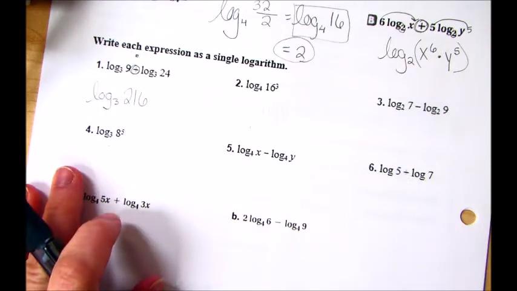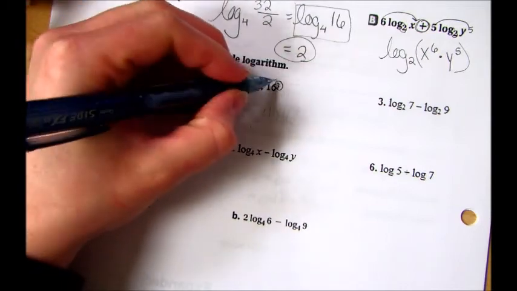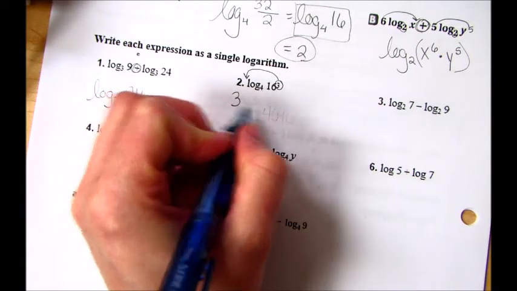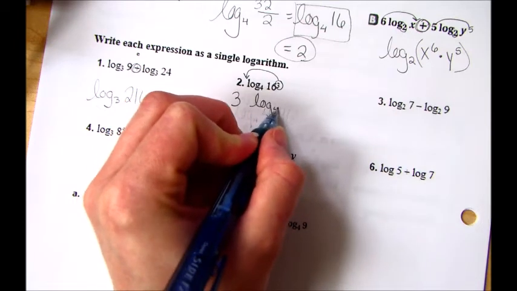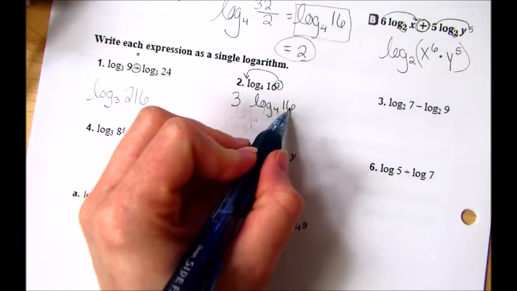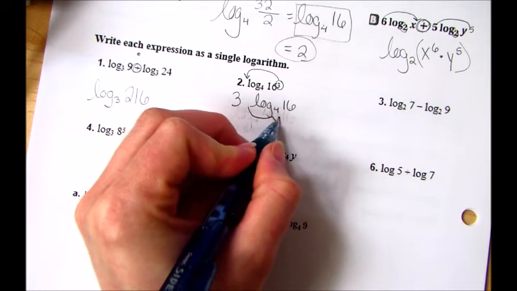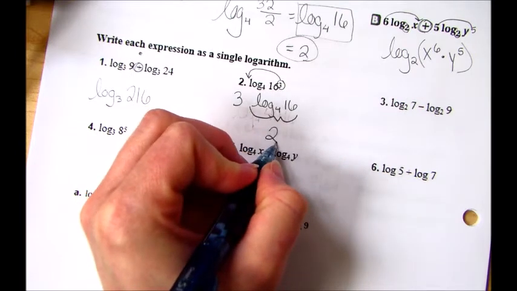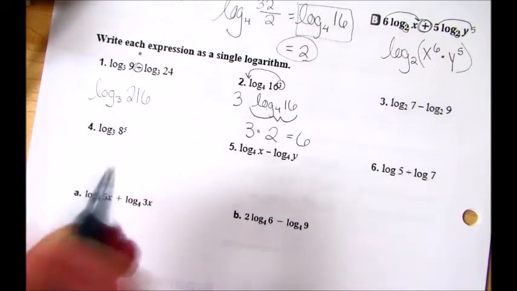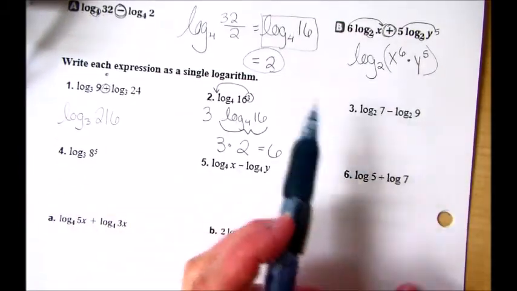Number 2 is kind of goofy. I think they want you to take this 3 and go in reverse order and put that 3 out in front like this. And then they want you to know that log base 4 of 16 is really just 2, because 4 squared is 16. So we have a 3 times a 2, which makes a 6. That one's kind of an odd problem. Let's just move on to number 3.